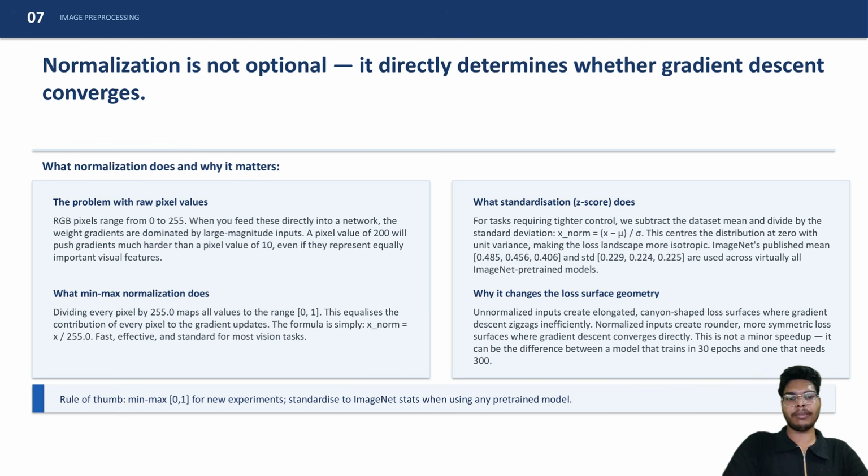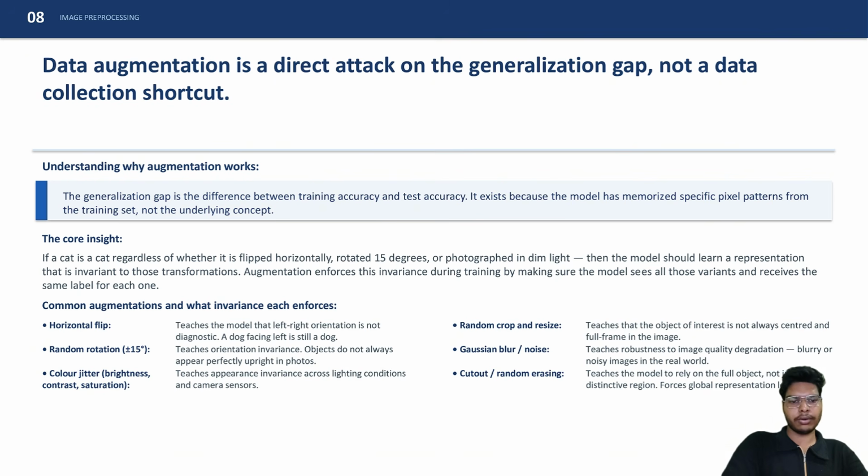But why does all this matter? Unnormalized inputs create canyon-shaped loss surfaces. Our gradient descent zigzags along them and might need 300 epochs. Normalized inputs create smooth bowls, needing around 30 epochs. That's 10x more efficient, made different by just using one formula.